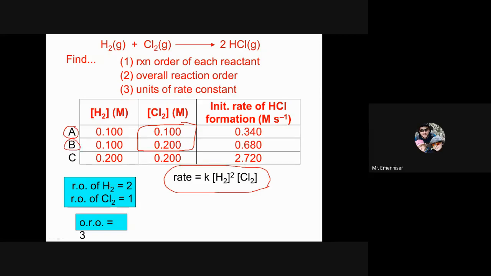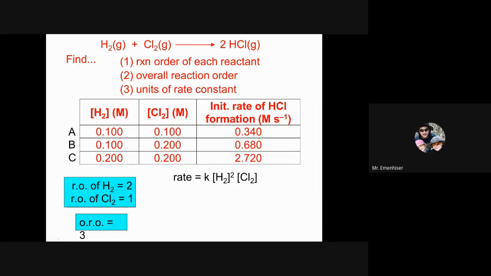Okay, so when I compare the concentration of A to B for chlorine, it doubles. So when the concentration is doubled from experiment 1 or experiment A to experiment B, while the concentration of H2 is held constant between experiments A and B, the rate between A and B doubles. The rate goes from this number to this number. And so we see that the rate doubles, the concentration doubled, and so that is a first order with respect to chlorine.